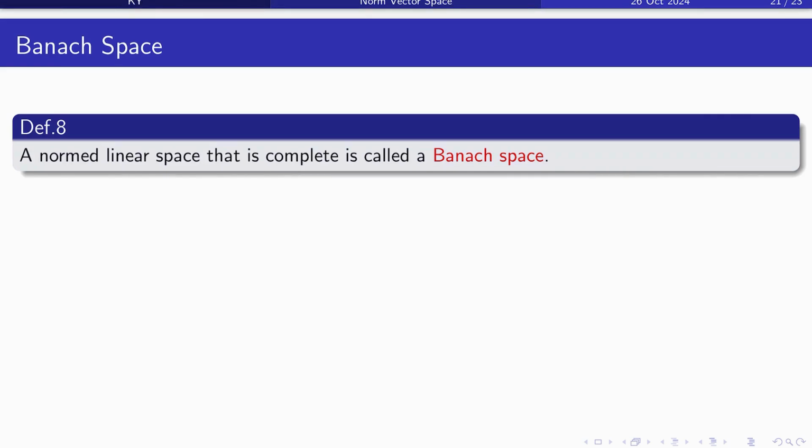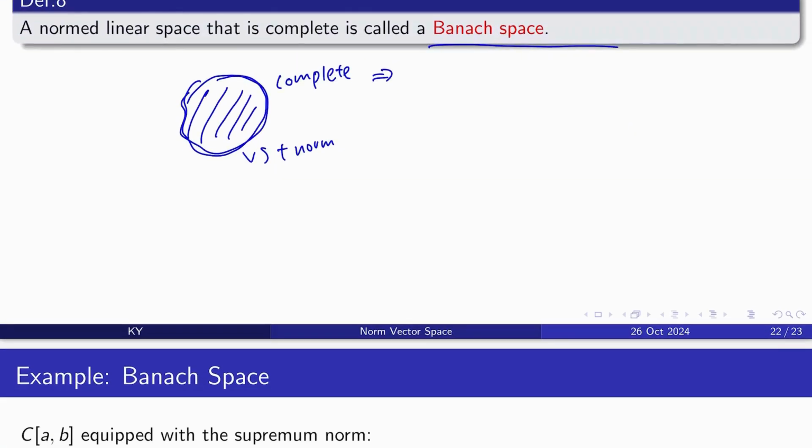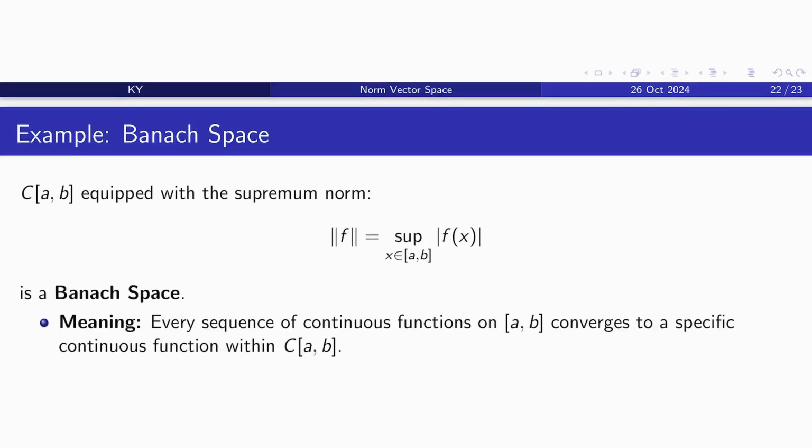So what we're just saying is that we have a vector space equipped with a norm function, and we're just saying that this space is complete. Then we can just call that a Banach space. That's the kind of idea.